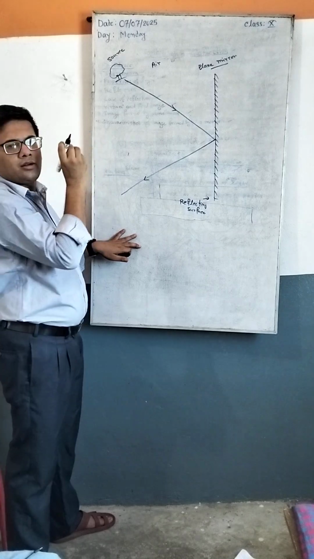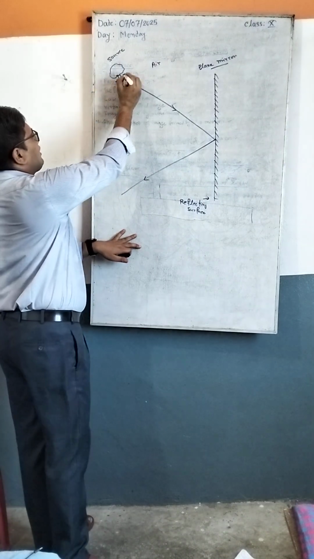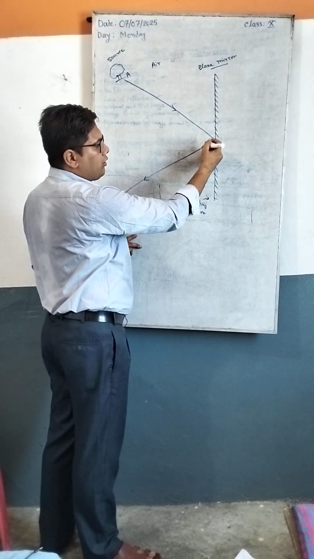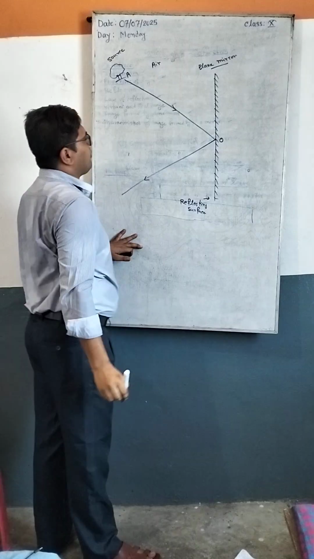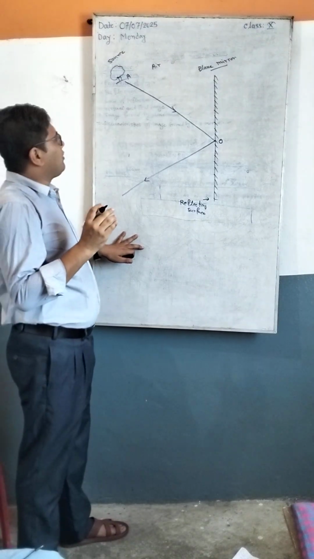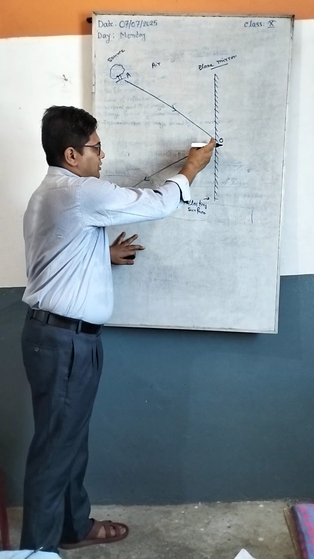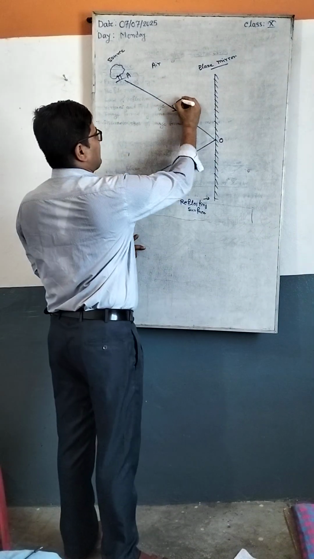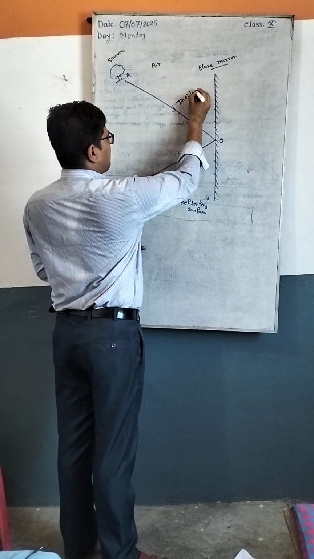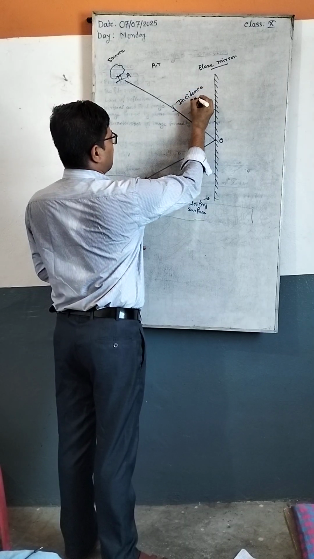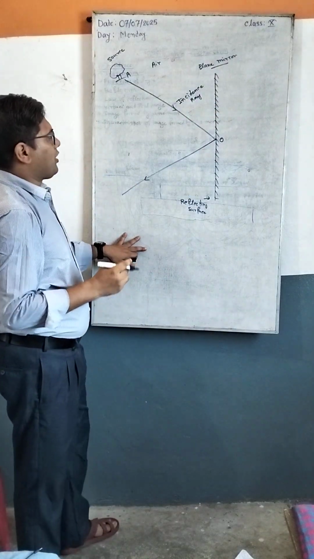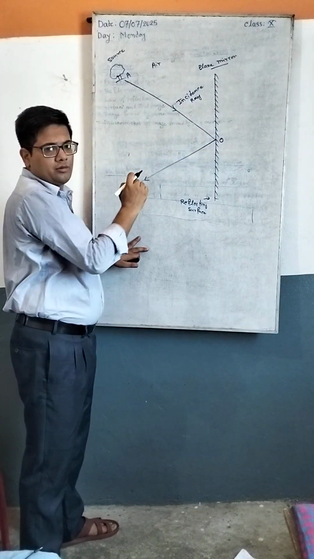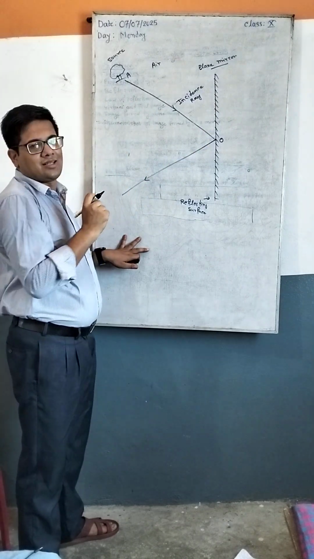Suppose we have a point named A, and here it strikes the mirror at point O. When the light falls and first strikes the mirror, this light ray is called the incident ray of light. What is an incident ray? The light that comes from the source and strikes the mirror is called the incident ray.